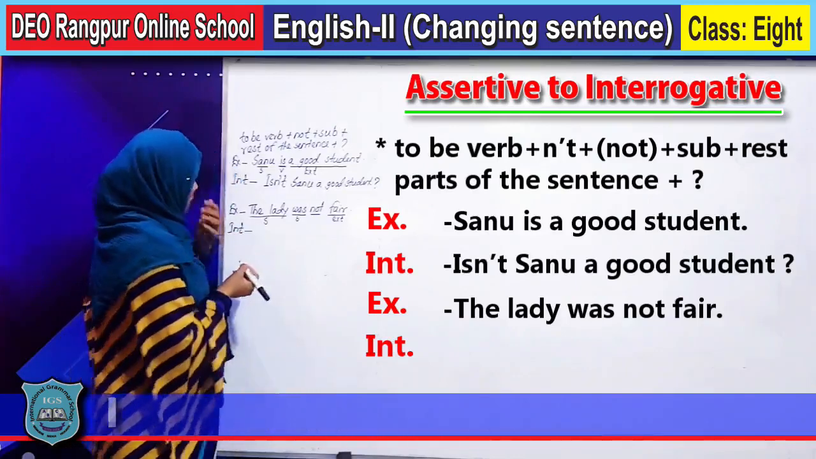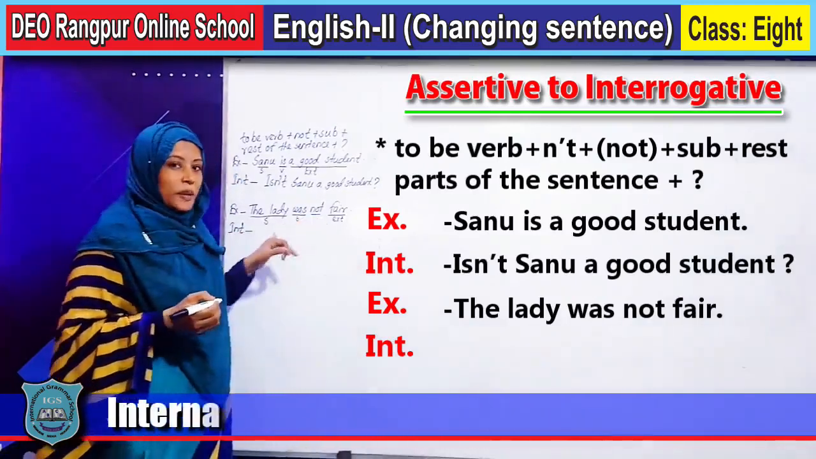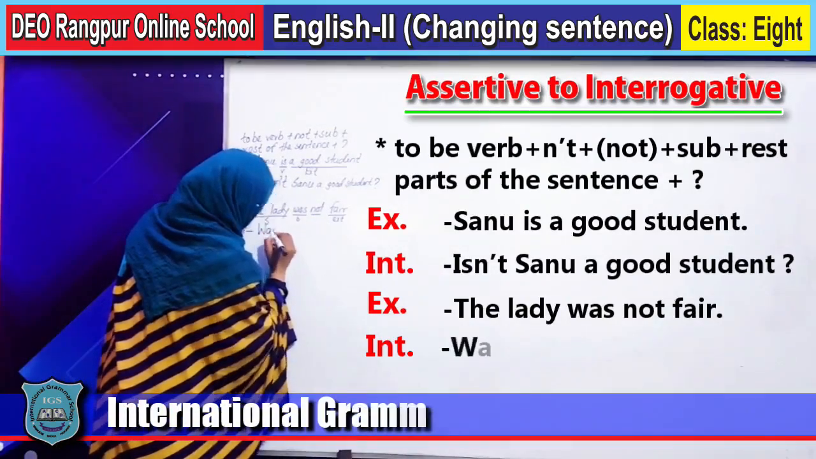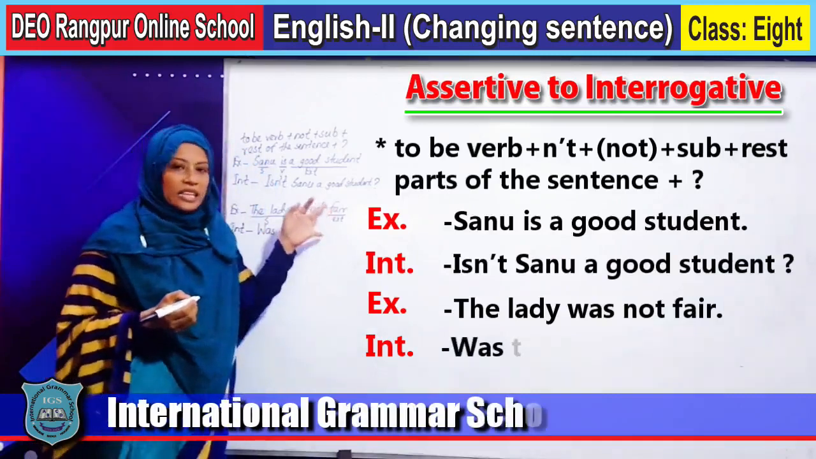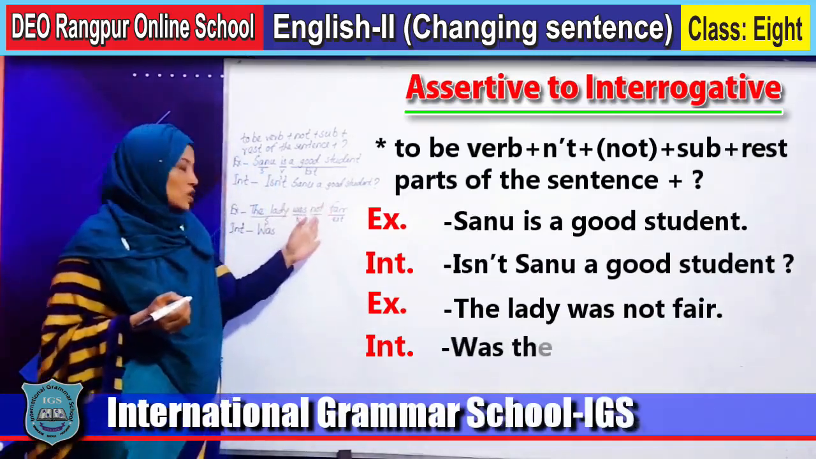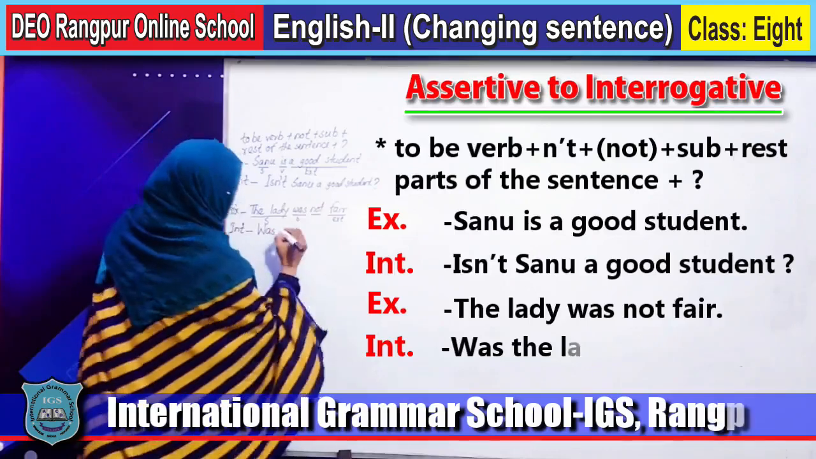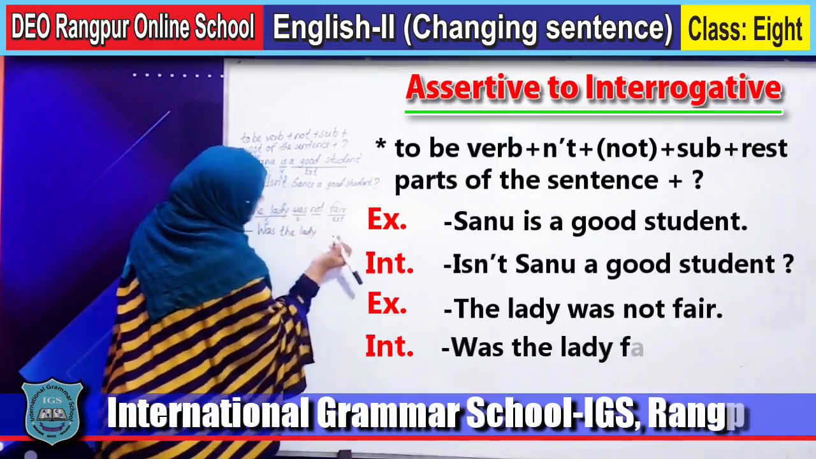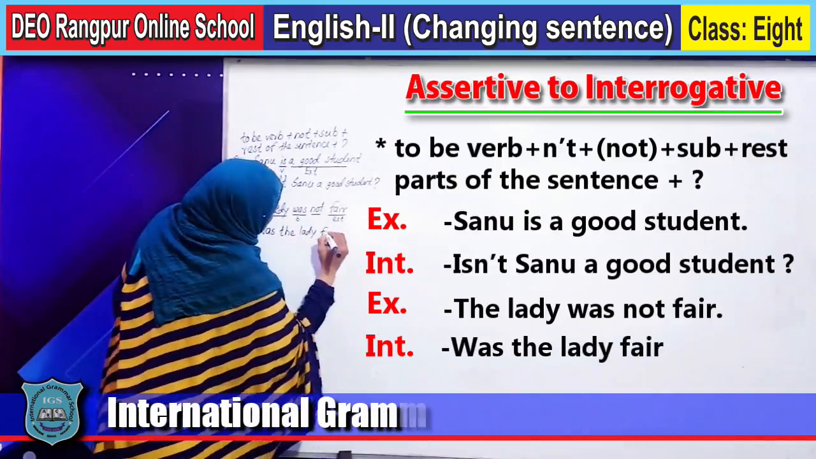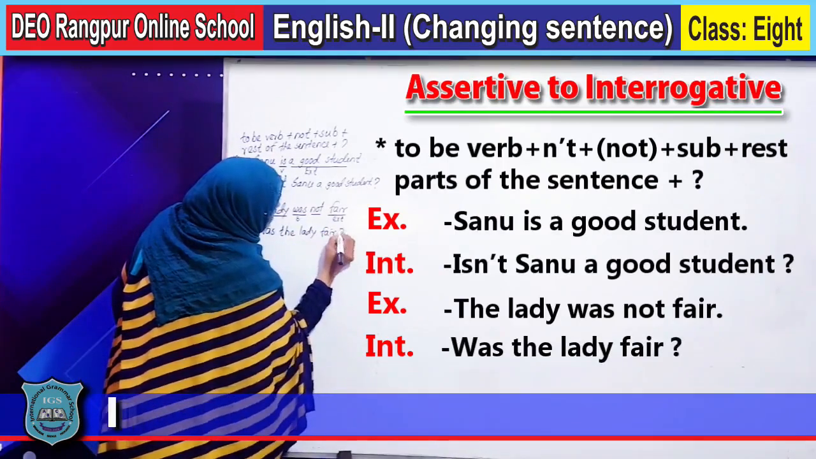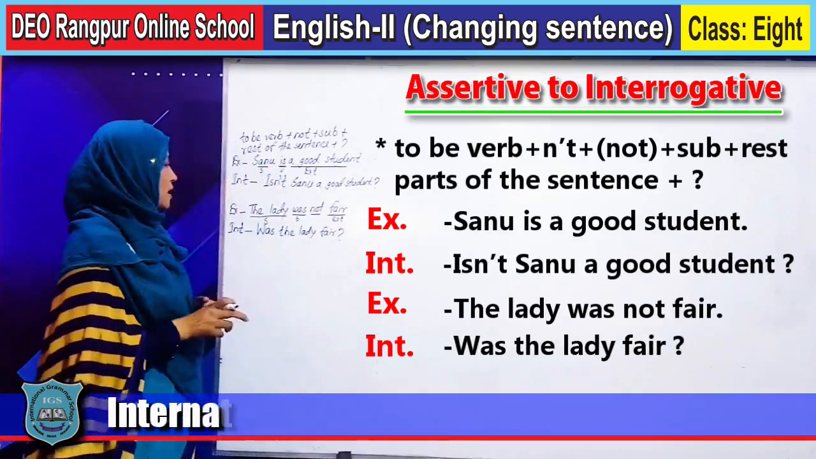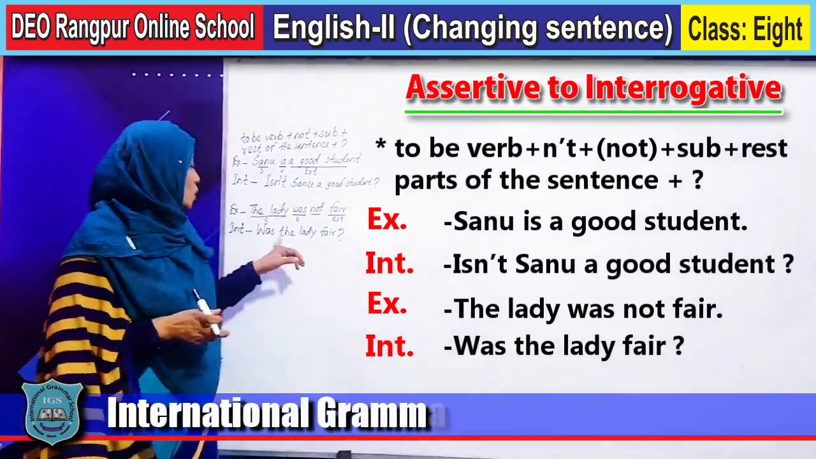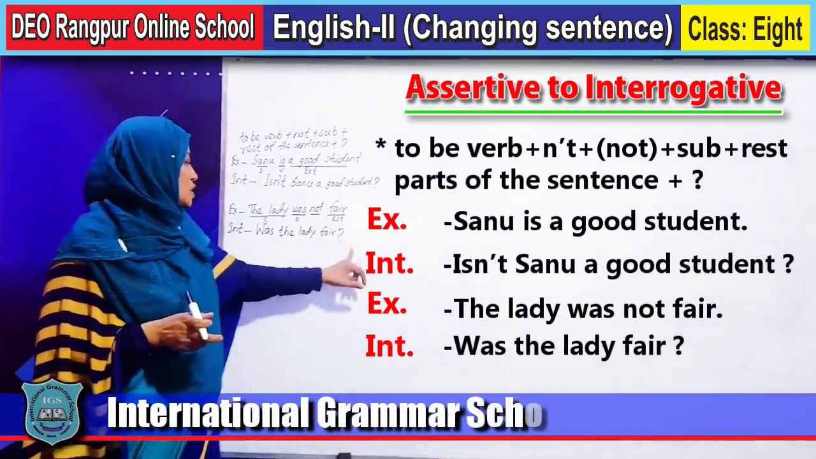So let's make the interrogative. Does will come first. We have to omit the negative word, so no need to write not. Then the subject, the lady, and the extension, fear. At the end of the sentence, a question mark. So what will be the interrogative? The interrogative will be: does the lady fear? Question mark.